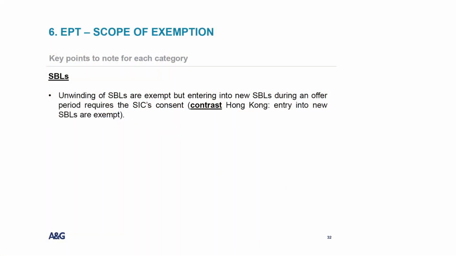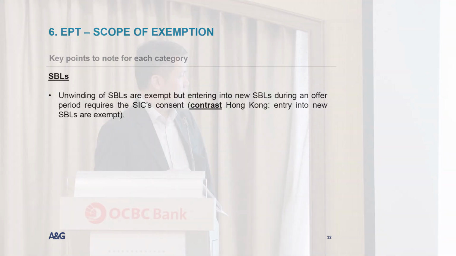And then the fifth category of permitted trading activities would be stock borrowing and lending activities. During the offer period, if you unwind SBLs, or stock borrowing and lending activities, that's permitted. But if you want to enter into any new stock borrowing and lending activities, the bank will have to get the prior approval of the SIC before it can do this. This is one area where there's a difference between Singapore and Hong Kong. In Hong Kong, entry into new SBLs is permitted during the offer period, whereas in Singapore, this requires the approval of the SIC before it is done.